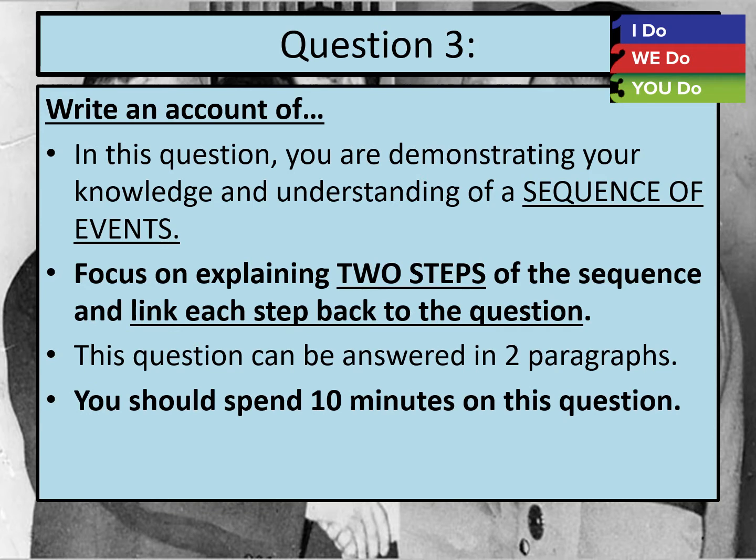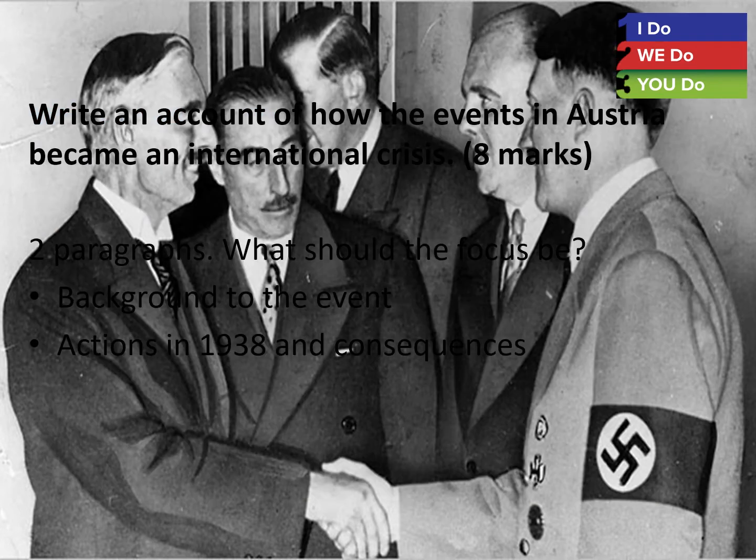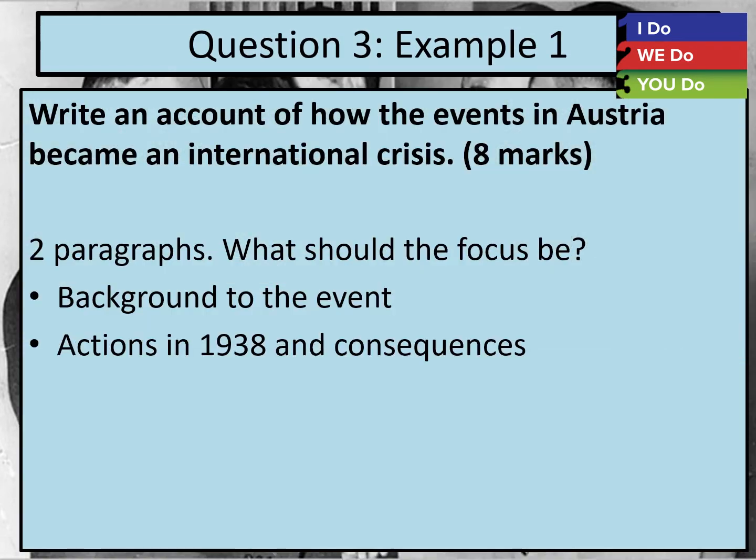So in this lesson, we're going to focus on one particular example of this, and then we're going to have a look at one that you're going to tackle yourself and send in to your teacher. So this is the example that we're going to work through together. Write an account of how the events in Austria became an international crisis for 8 marks. So 2 paragraphs this time.